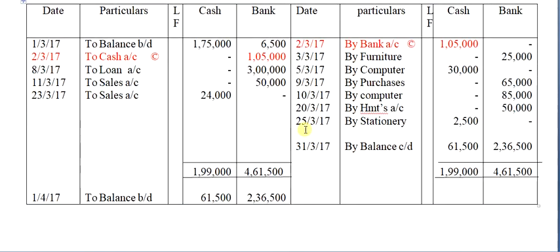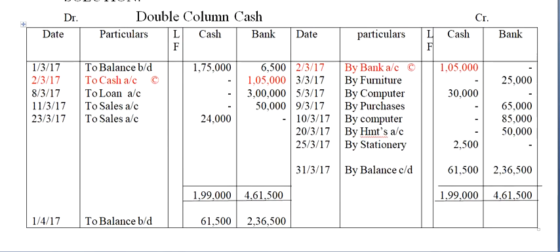So 25/3/2017 by stationery, cash column reduces. How much does it reduce the cash balance? 2,500, my dear students. That's it, done. There are no further transactions here.